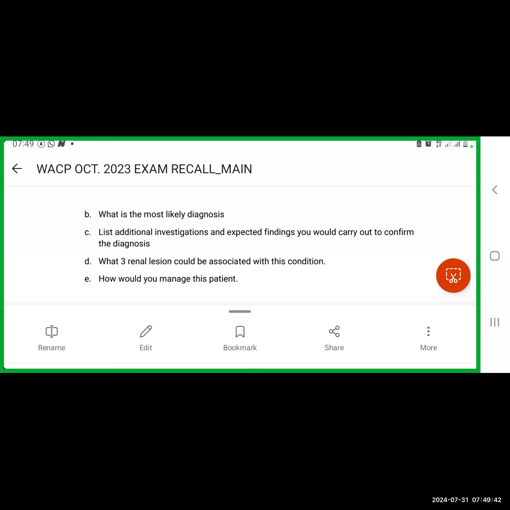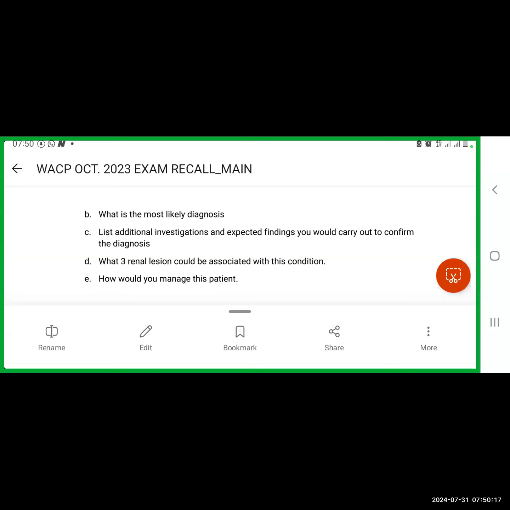So the next question goes: what 3 renal lesions could be associated with this condition? We can have a cast nephropathy, of which I think the patient has granular casts. Cast nephropathy can be an association with the condition. The patient can also have amyloid light chain amyloidosis, nephrolithiasis, Fanconi syndrome, which has to do with involvement of the tubules, as well as monoclonal immunoglobulin deposition disease. These are things that can be associated with this patient.